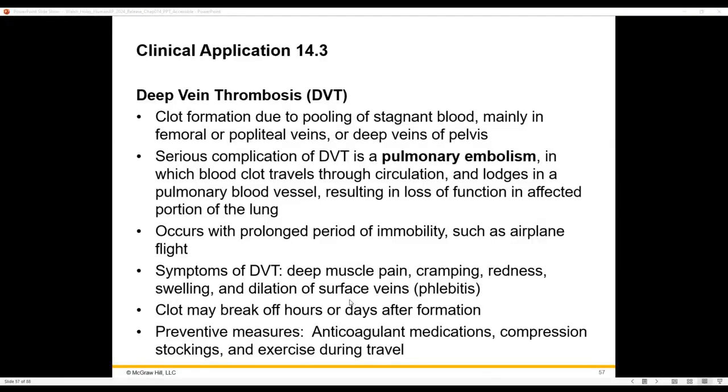Symptoms of DVT include deep muscle pain, cramping, redness, swelling, and dilation of surface veins, called phlebitis. The clot may break off hours or days after formation. Preventive measures include anticoagulant medications, compression stockings, and exercise during travel.